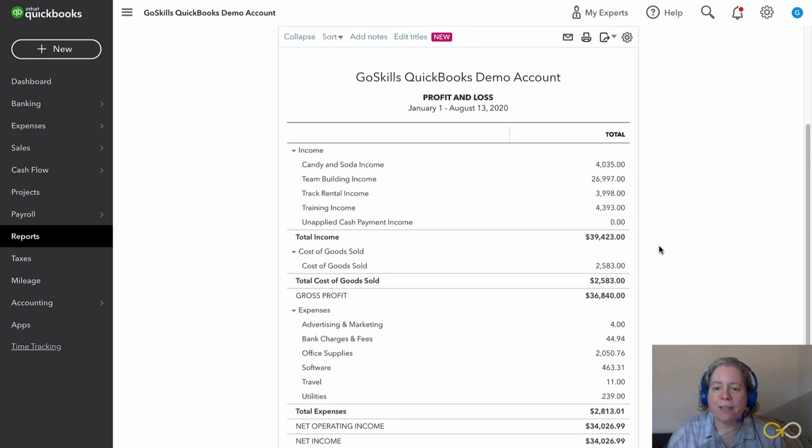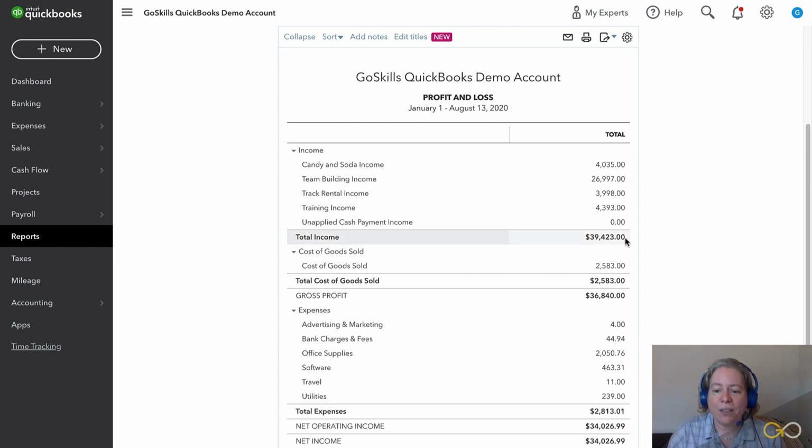There's a couple of things that I want to point out. We're going to start with the net income. We don't have $34,000 in the bank. The net income represents the net income for this period of time. Our bank balance represents the running balance from the beginning of time.